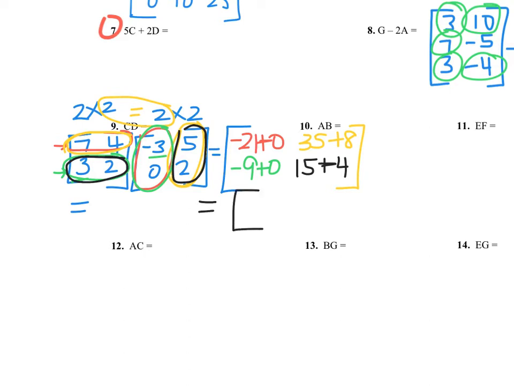Okay, so my answer is, I got -21. 35 plus 8 is what, 43? -9, 19. There you go. Not too bad, right? Just remember, rows of the first matrix, columns of the second.